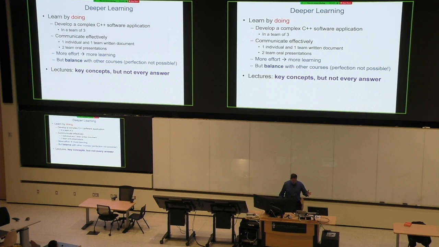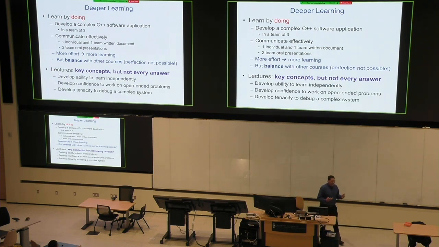The lectures are going to give you the key concepts, but not every answer. Now, why is that? Sometimes students say, well, why don't you just tell us? You told us a few different algorithms and some choices. Why don't you just tell us this is the best algorithm? Why don't you give us pseudocode? In fact, why don't you give us most of the code? It's because you won't learn that much that way. You have to develop the ability to work independently, the confidence to work on open-ended problems, and the tenacity to debug a complex system.